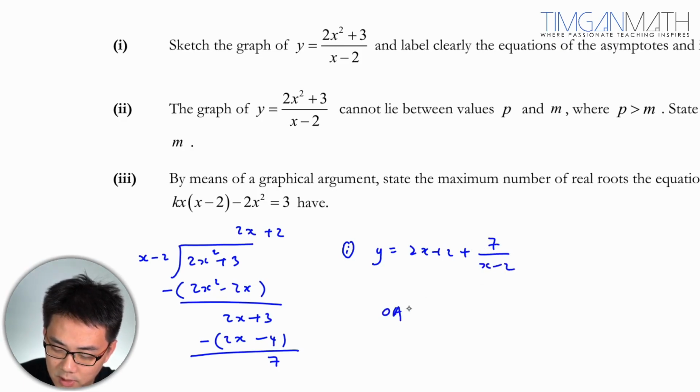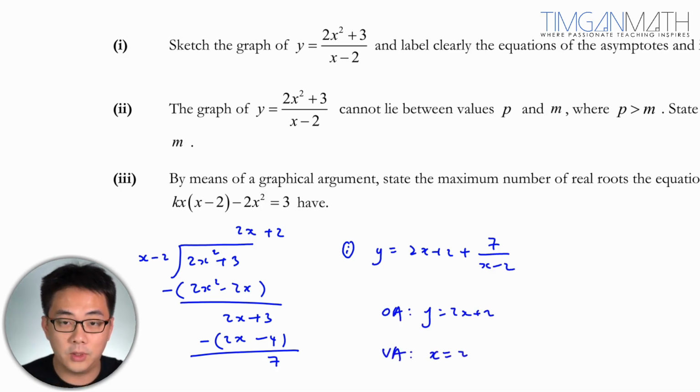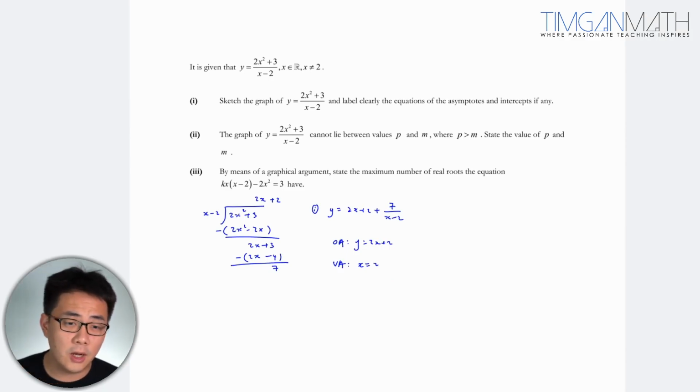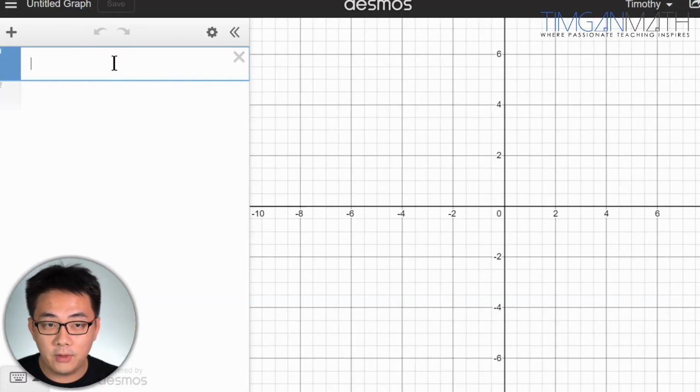So the oblique asymptote will be y equals 2x plus 2. The vertical asymptote will just be x equals 2, where the denominator equals 0. Okay, so just sketch it out. I'm just going to use Desmos. Obviously, you can use a GC and sketch it out. Just remember that you could zoom out and make sure that everything is in place.